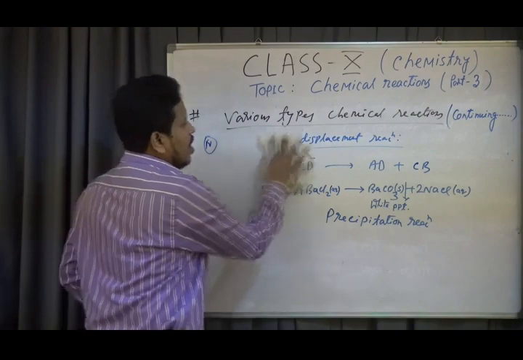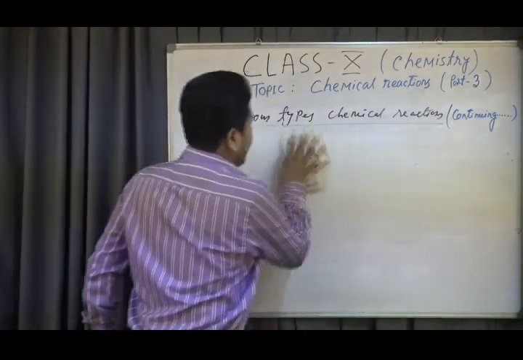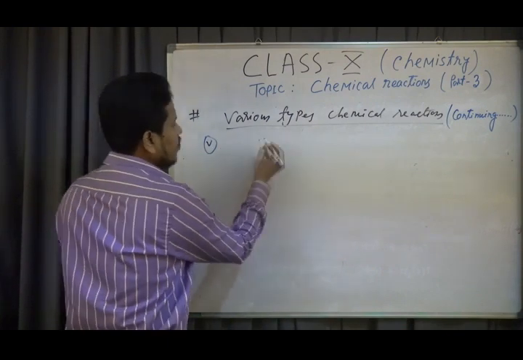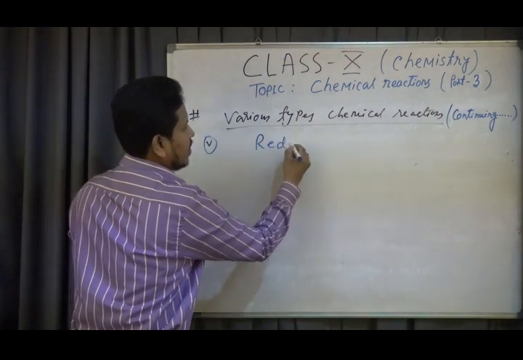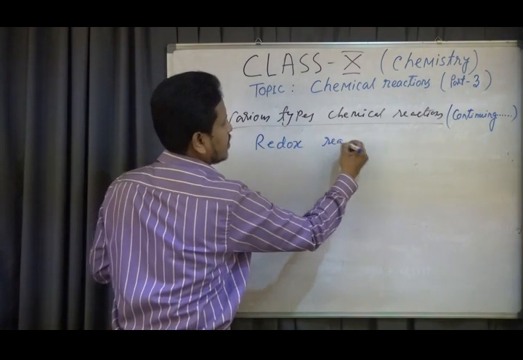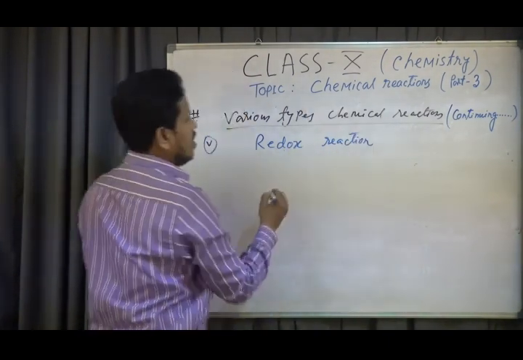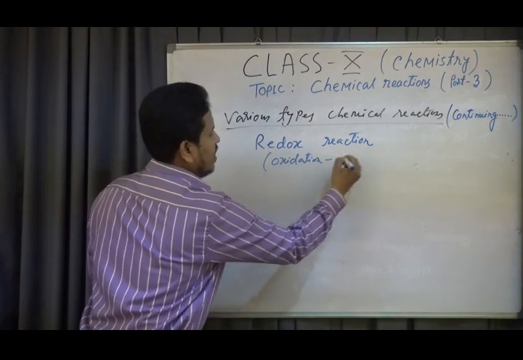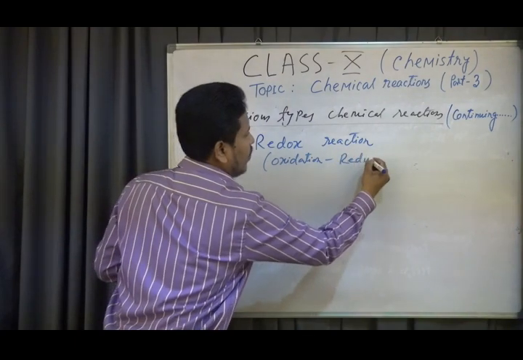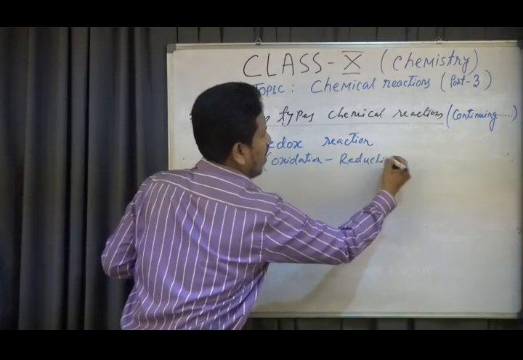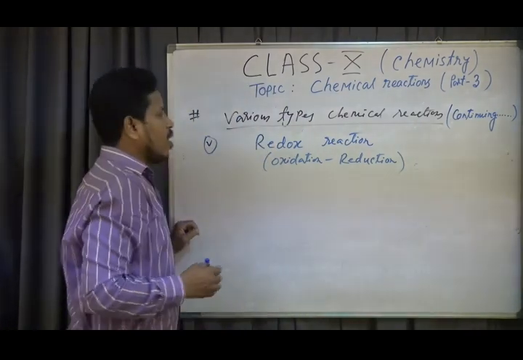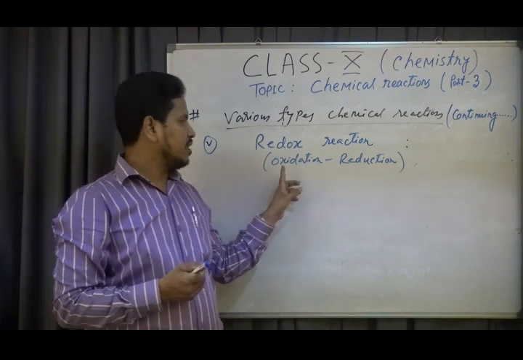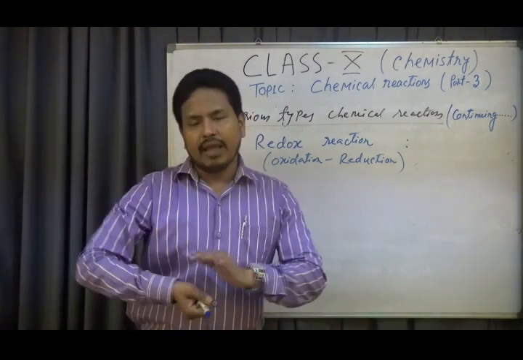I am writing this. Now the next chemical reaction included in your syllabus is number 5, that is redox reaction. Write down redox reaction. Redox reaction, also known as oxidation reduction reaction, my dear students, is very important for chemistry. Everywhere this type of reaction is happening. Redox reaction means oxidation and reduction occur simultaneously. These 2 reactions, oxidation and reduction, are very common in chemistry.